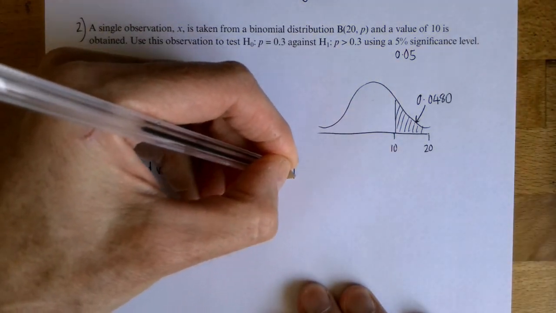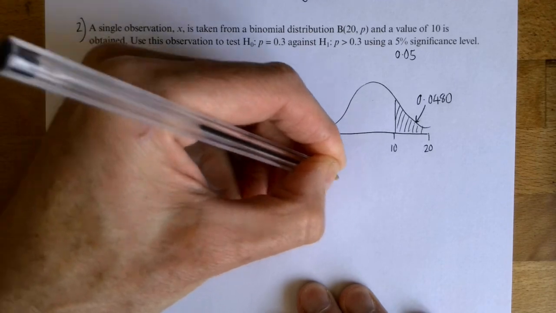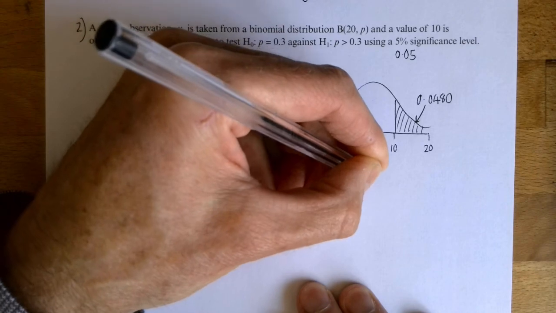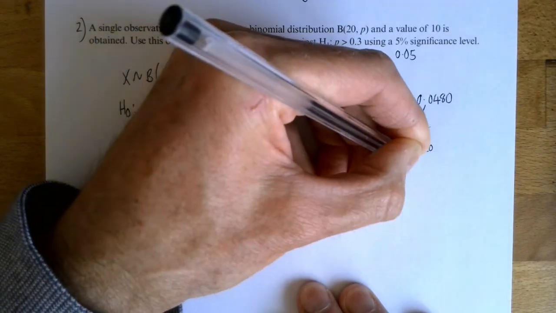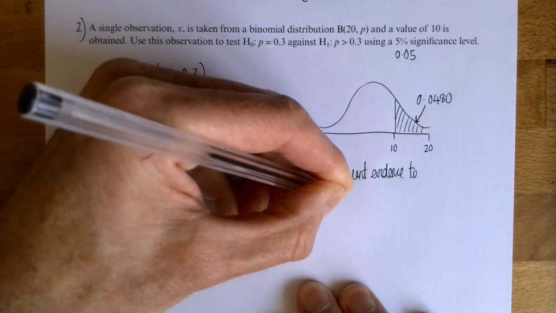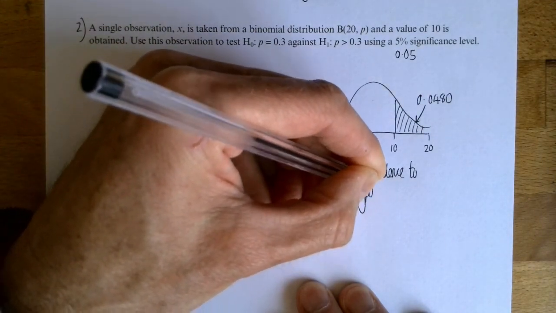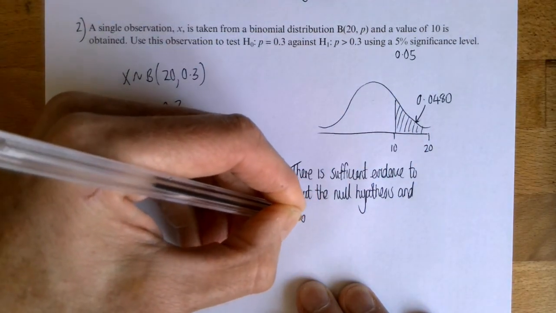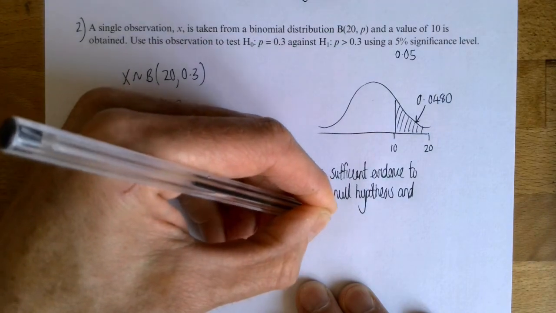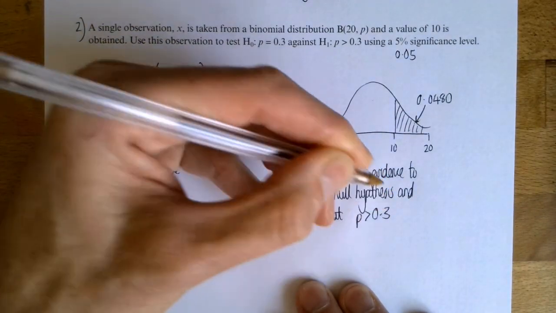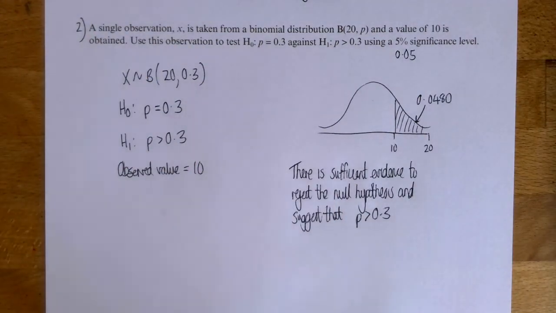So there is sufficient evidence to reject the null hypothesis and suggest that p is greater than 0.3. Again, no proof, but a suggestion that we've got a building evidence case.